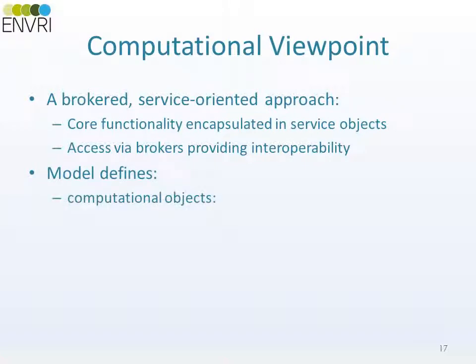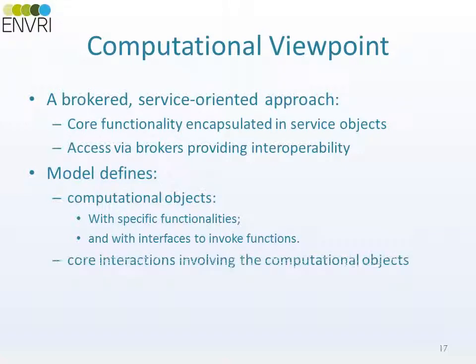The model defines computational objects and the interfaces by which they can be interacted with. Each object encapsulates functionality that needs to be collectively implemented by a service or resource within the infrastructure. Each object also provides a number of interfaces by which that functionality can be invoked, or by which the object can invoke the functions of other objects. The model describes core interactions involving the computational objects with their interfaces within and between the 5 subsystems.